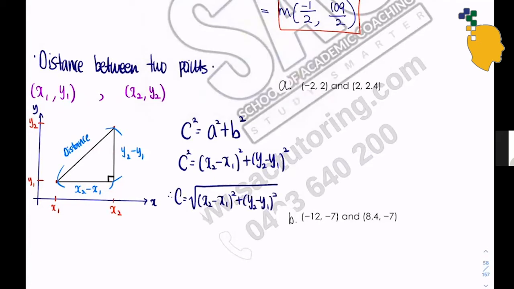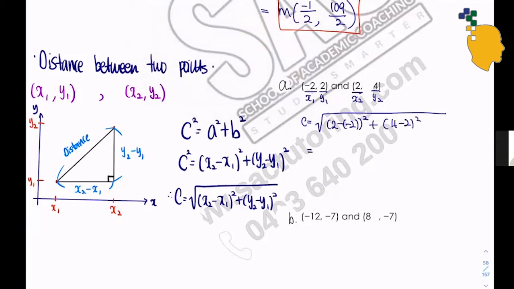So let's have a go with question A here. Let's find a distance between these 2 points. You can label it x1, y1, x2, y2. So our c, which is distance, will be square root of 2 minus -2 squared plus 4 minus 2 squared.